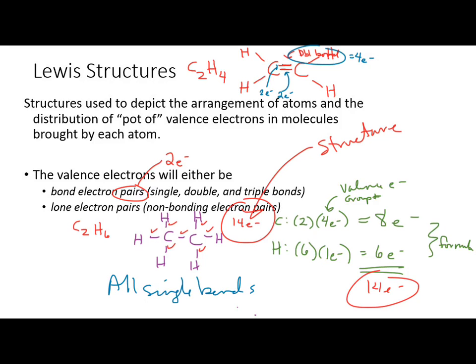So if we're counting electrons, I have to count that double bond as 4 electrons. Let's do it this way. I got 4, and then I'll add another 2: 4 plus 2 is 6, 6 plus 2 is 8, 8 plus 2 is 10, 10 plus 2 is 12. So I got 12 electrons. That's cool. I got 12 electrons on the structure.